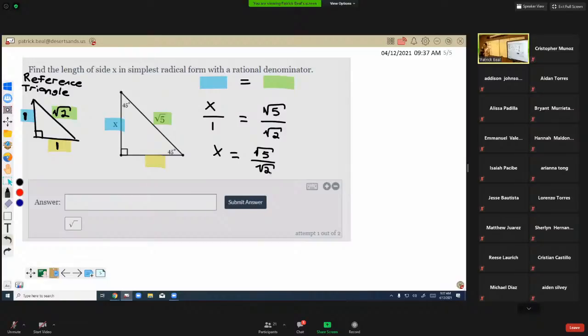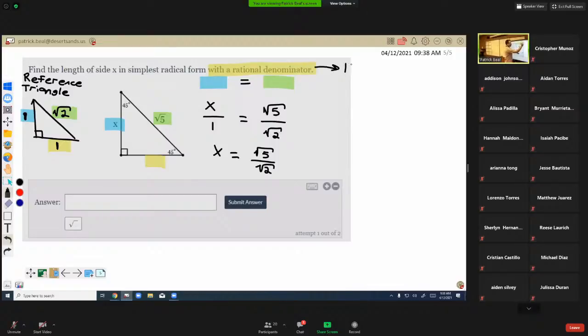What I wanted to show you on this problem that's different is that if you look at the instructions, they specifically say find the length of side x in simplest radical form with a rational denominator. That means that we can't have any square roots in the denominator. So we need to get rid of the square root of 2 on the bottom. There's a little trick for that I want to show you guys.